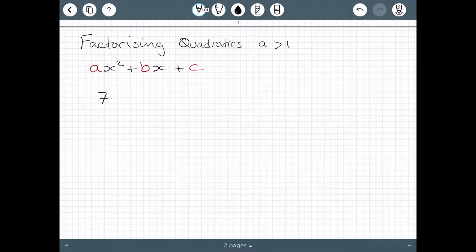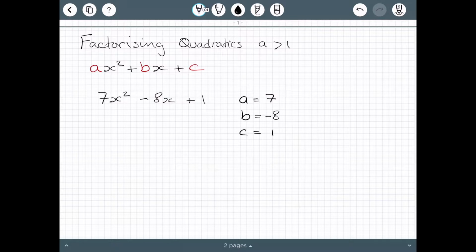So we have 7x squared minus 8x plus 1. Now, if you watched the other video on factorizing quadratics where a is equal to 1, then you should be familiar with the method so far. This is exactly the same method that I used in the first example of that video. Check the description below for a link. So, the first thing we want to do is write down our coefficients. So a is equal to 7, b is equal to negative 8, and c is equal to 1.